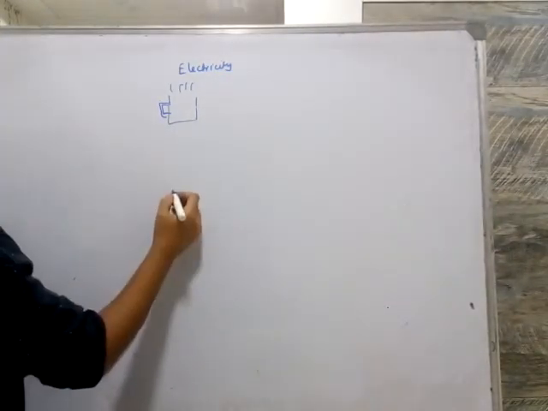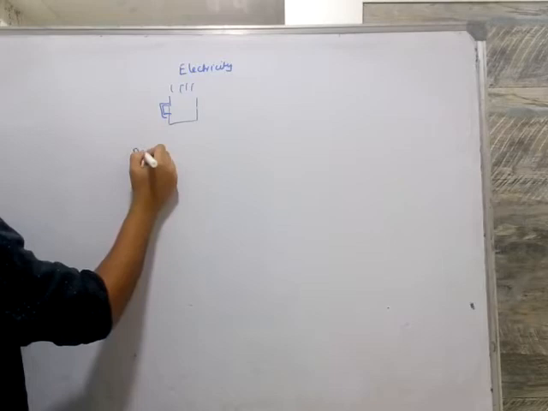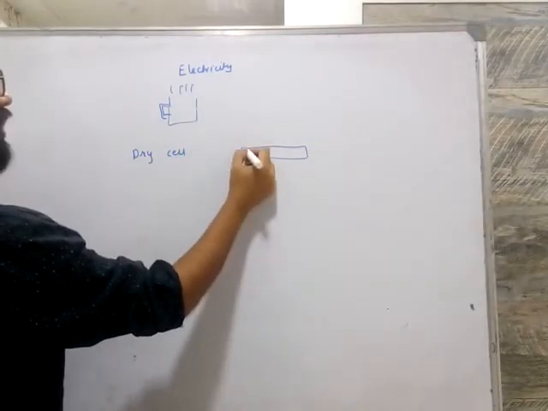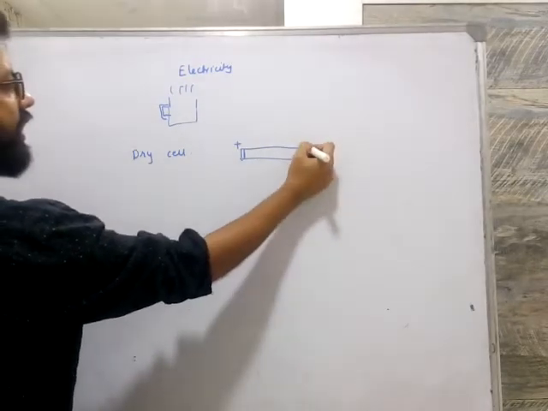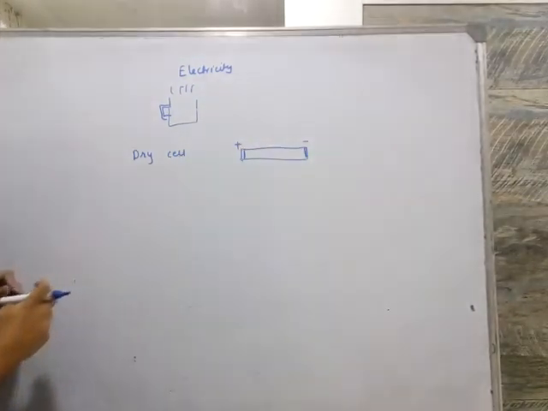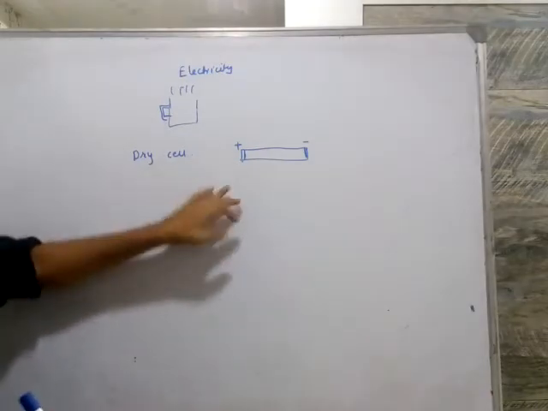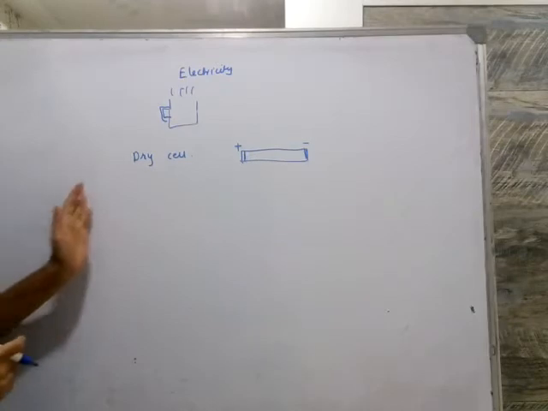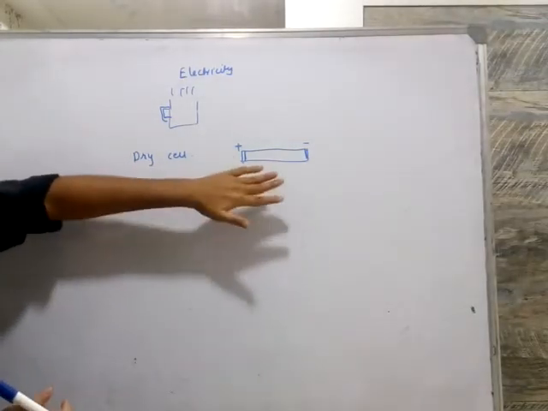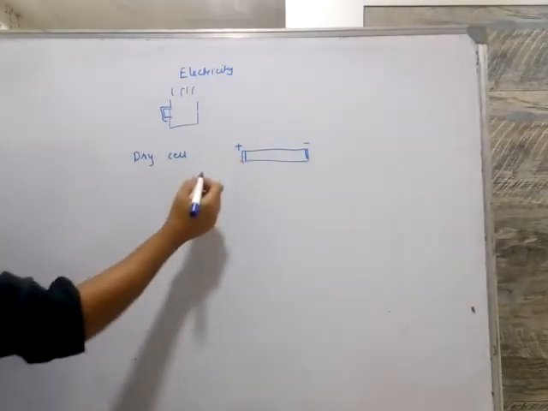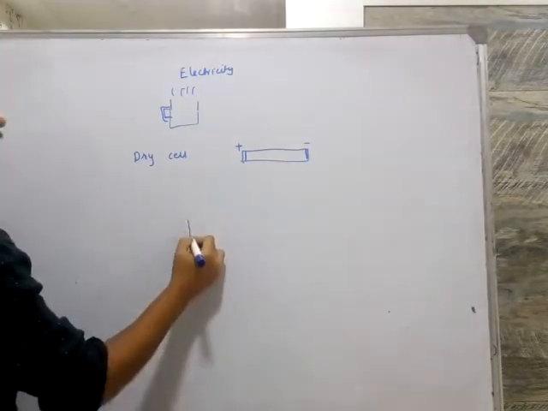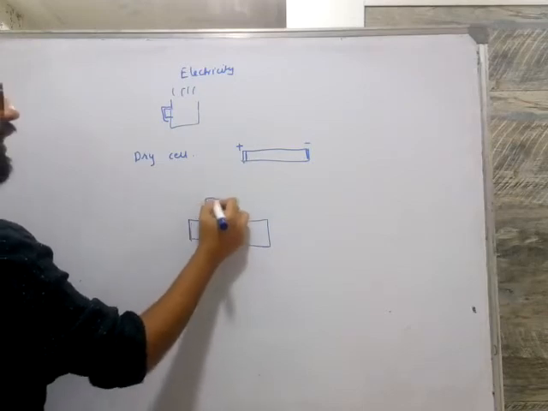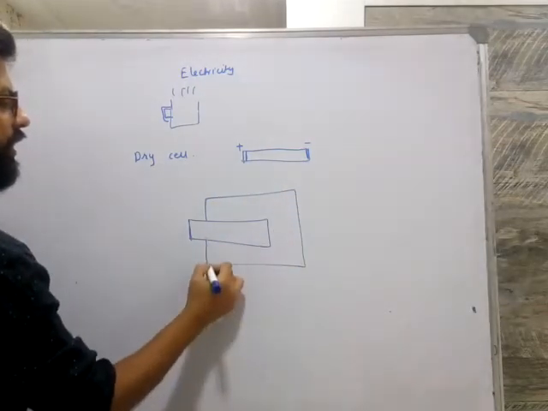Now I'll take a dry cell. We know a dry cell, which has a positive end and a negative end. So why is there a positive and a negative here? We will have a rough study on it. This is all just extra knowledge to understand why there is a plus sign over here and a negative sign here. If you see, there is a rod in the dry cell.